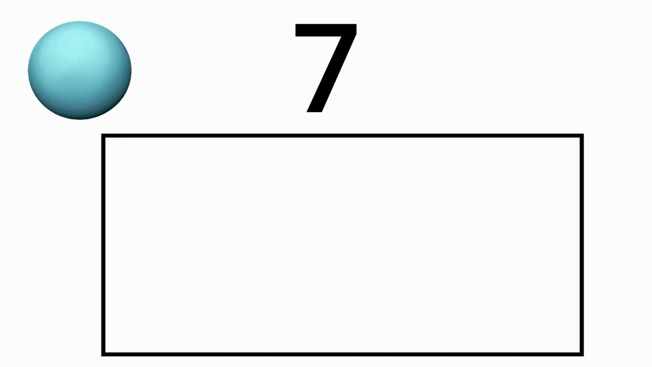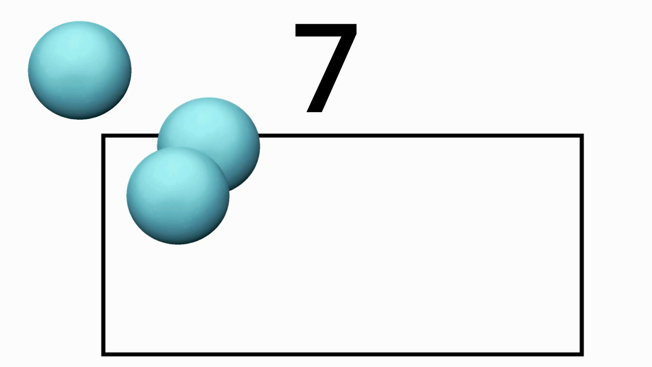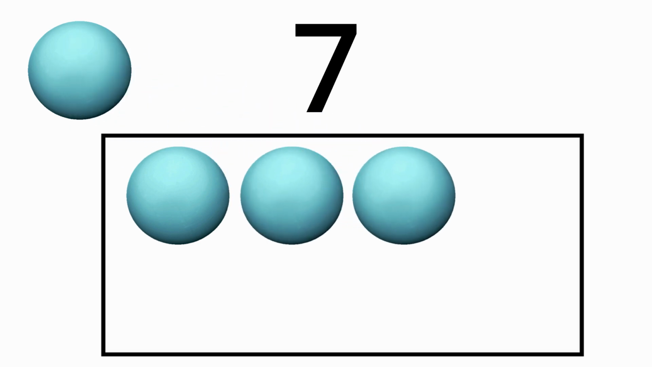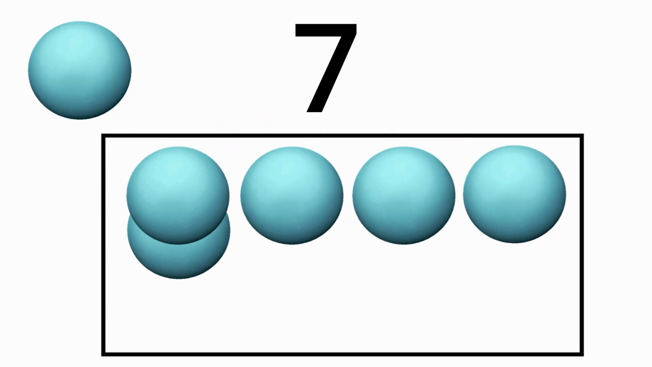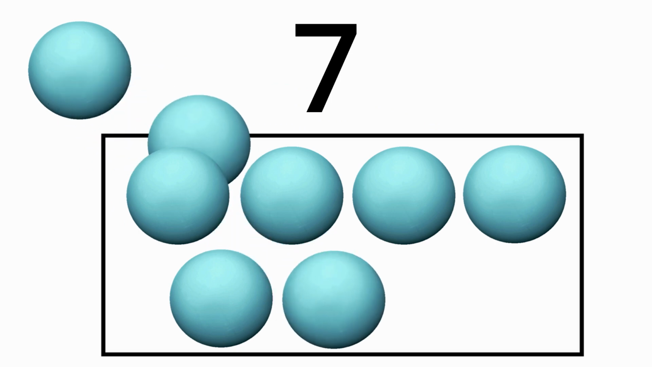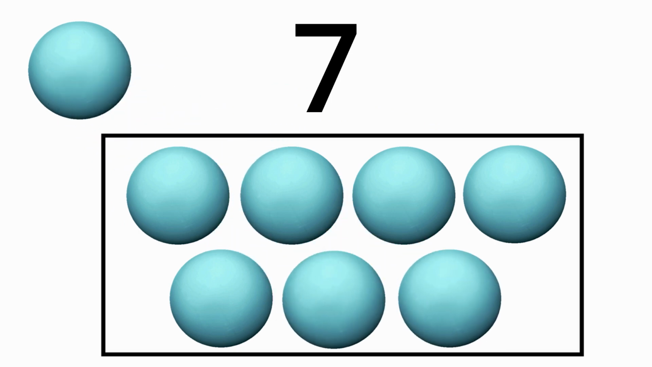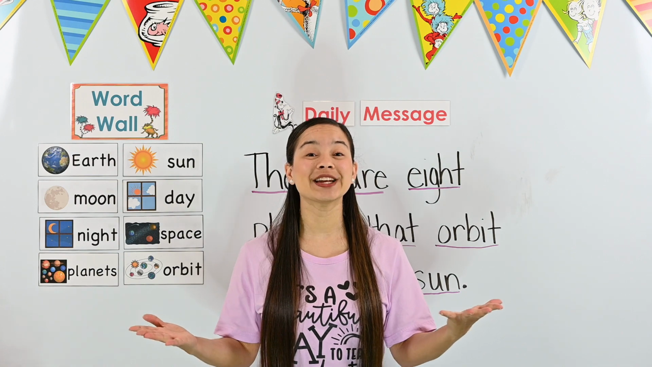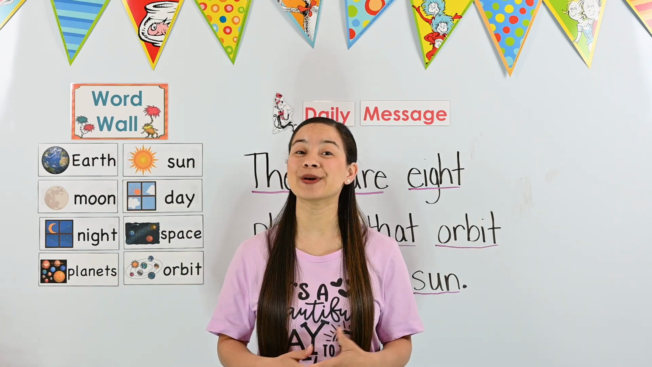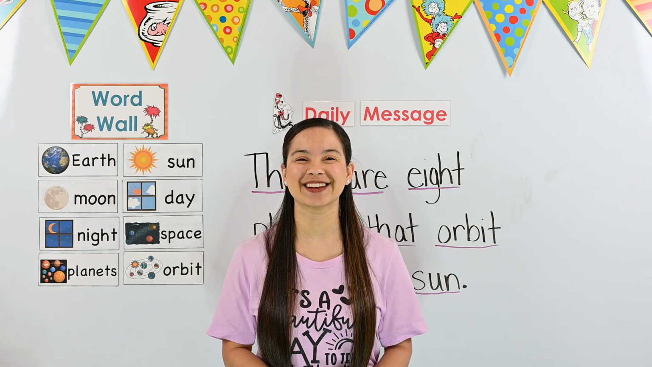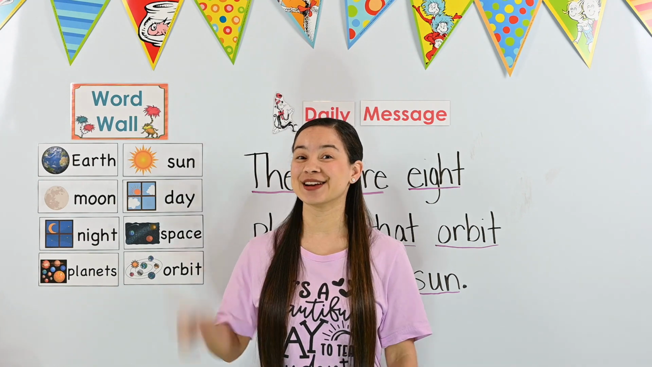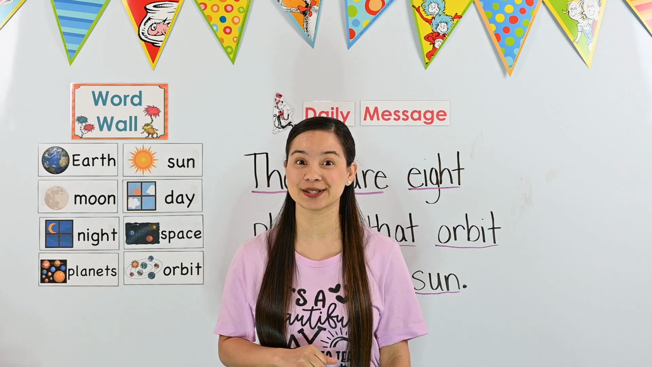This is Uranus. Uranus is the 7th planet. So we're going to put 7 of them in the box. Can you count with me? 1, 2, 3, 4, 5, 6, 7. Excellent work! Uranus is the 7th planet, so we put 7 of them in the box. Great job! Okay, there is one more planet left in our solar system.